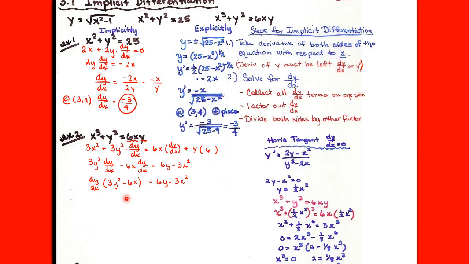Here's an easy way to do that as well. If you literally put your finger over this dy/dx and put your finger over this dy/dx, the only thing that would be left is the 3y squared minus 6x. So put your finger over all of your dy/dx's, and what you can see left over is your other factor. So we'll take out the dy/dx, and we're left with 3y squared minus 6x. And now to get dy/dx by itself, we could just divide both sides by that other factor, right? So let's divide both sides by that 3y squared minus 6x.